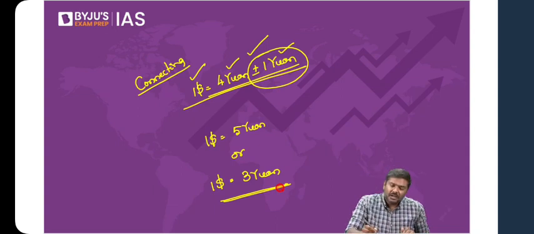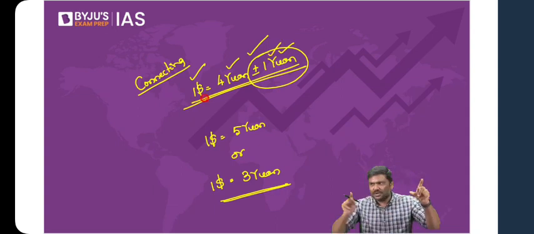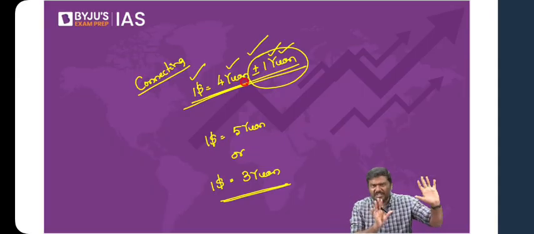And why is this called a floating peg? If I decide $1 is equal to 4 yuan, that is a fixed exchange rate. I hope you understand this. That is basically a fixed exchange rate. $1 is equal to 4 yuan.